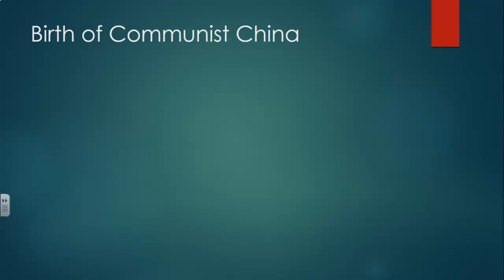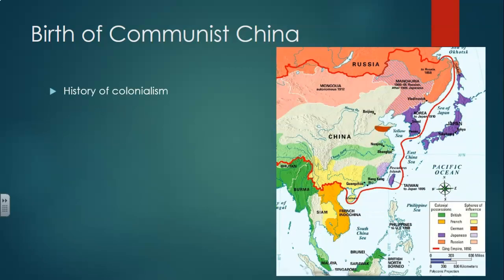All right, let's talk about communist China. But in order to understand why China becomes communist, we first need to understand the history of China. Now, China was imperialized by a ton of different countries in the 1800s, and you can see that right here on this map. We've got the British coming in, we've got the French, the Germans, the Japanese, and then the Russians. The one that's going to be particularly important to talk about are going to be the British.